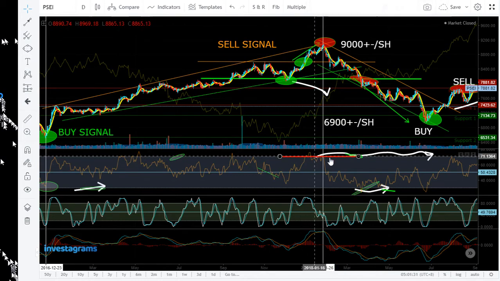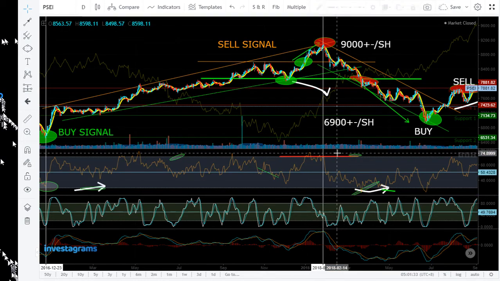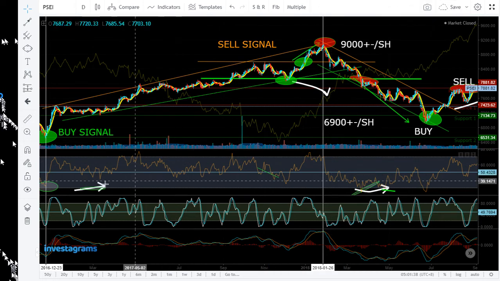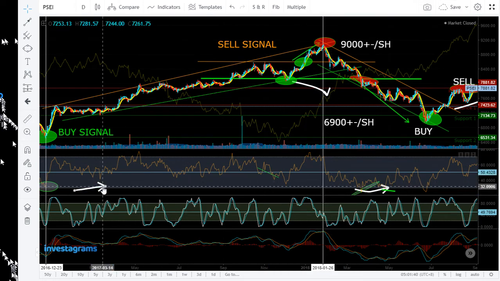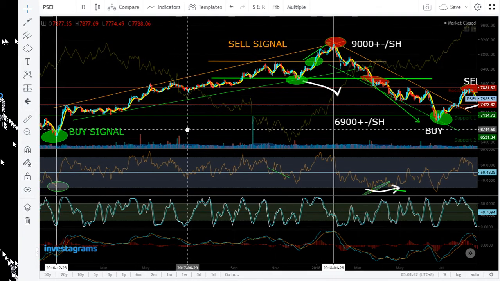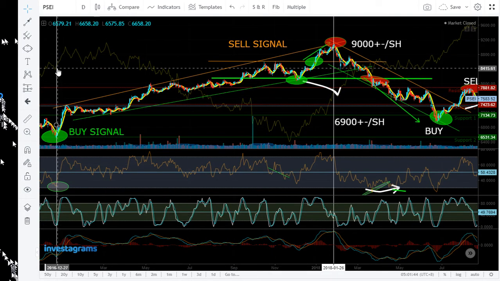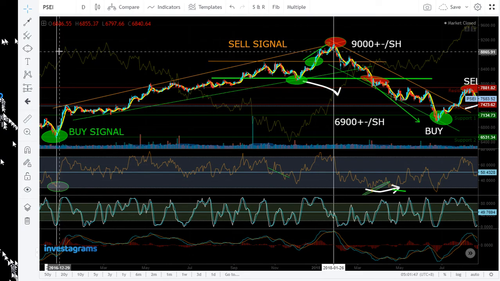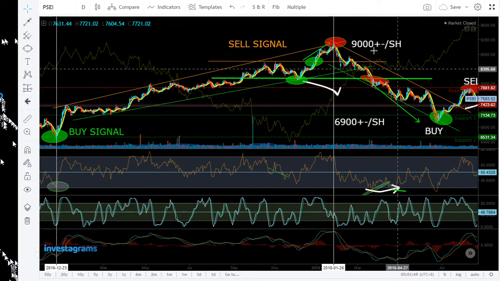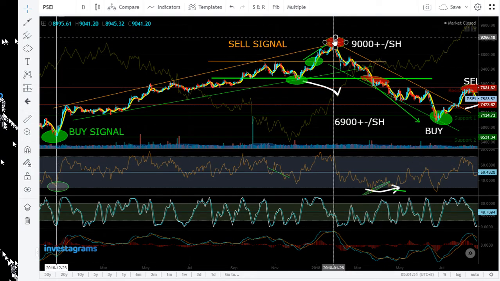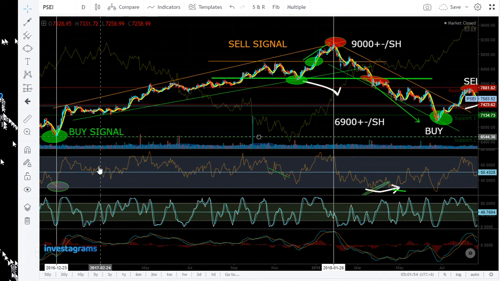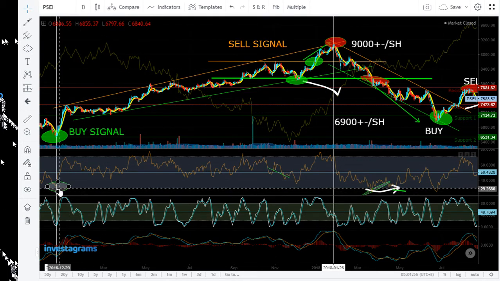So on this particular tutorial that I'm sharing to you, the buy signal here is represented by a vertical line, and then the sell signal here is represented by a vertical line also. Notice that the RSI line and then the MACD line were now on the oversold level.